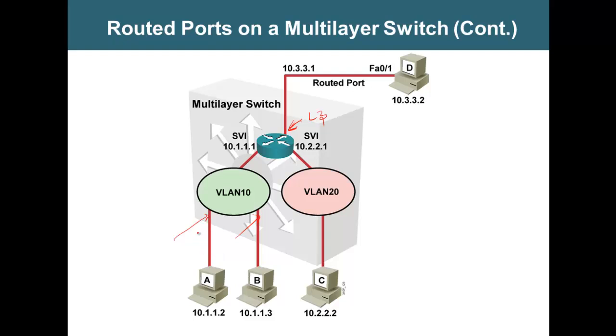Because we don't assign any IP address on this FastEthernet 0/1. We assign only on the interface VLAN. Now this scenario is different. We assign the IP address on the interface itself. This 10.3.3.1, I assign on the interface itself.